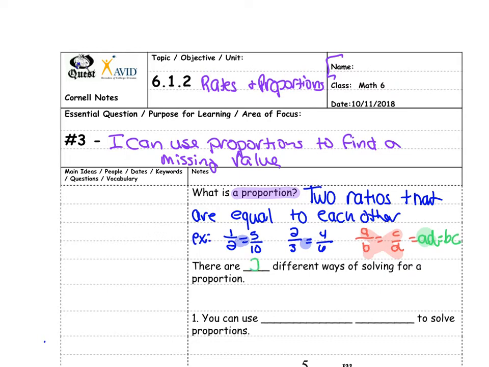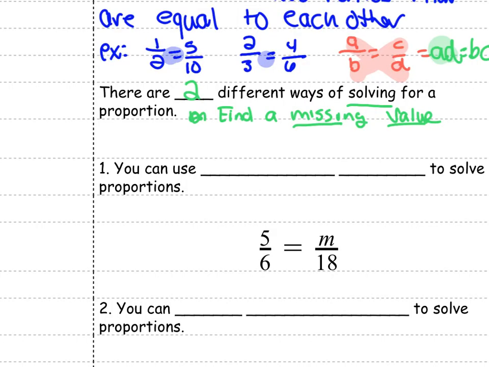There are two different ways for solving a proportion, and solving a proportion means finding a missing value. In the last mini unit, you used proportions to see if two ratios were equal to each other. Now we're going to be focusing on finding a missing value. So there are two different ways.